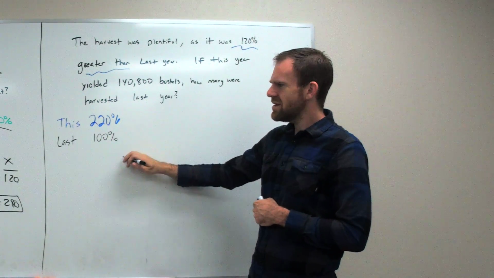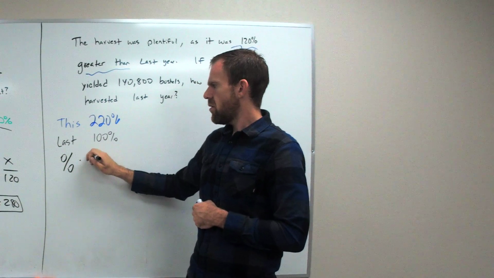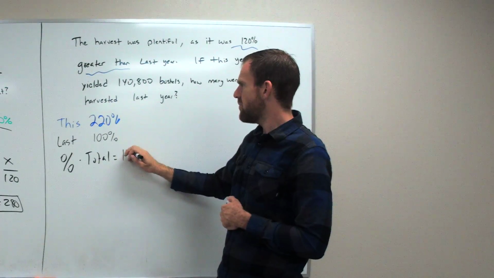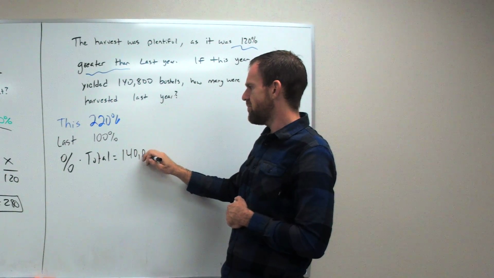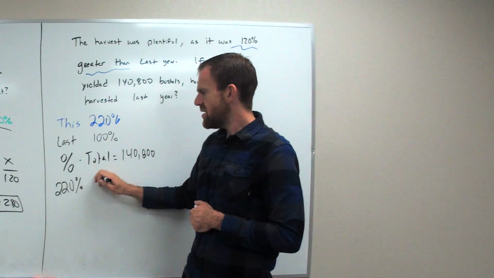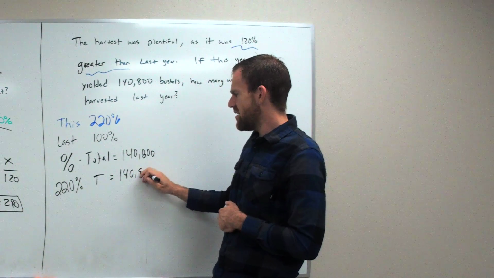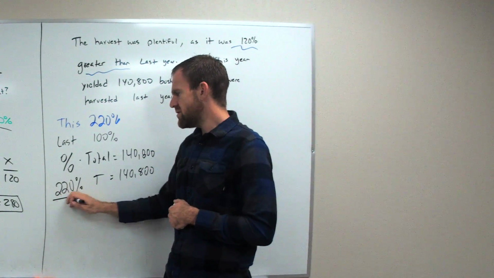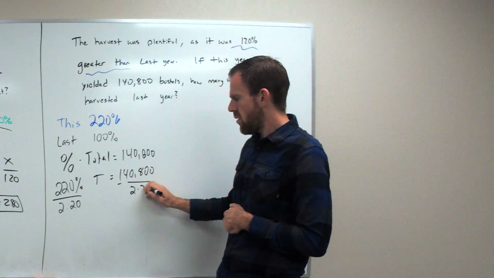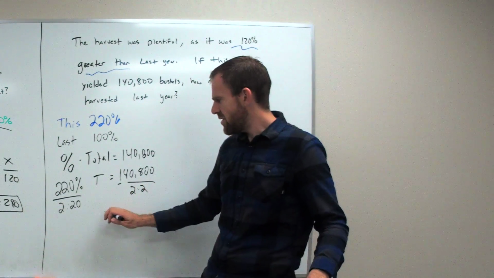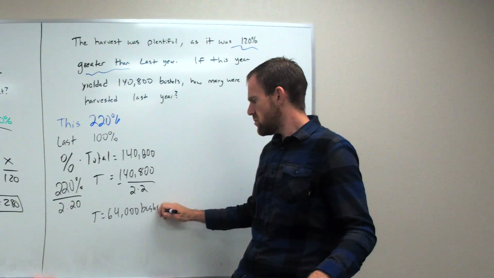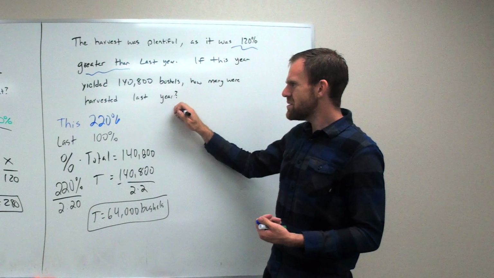Now we can do percent times total, where total is that last year 100% equals the part, which is 140,800. And we can solve this. So 220% times the total is 140,800. We'll divide by 2.2, moving that decimal place over 2. And we get 64,000 bushels. Now, again, that seems a little confusing to me.